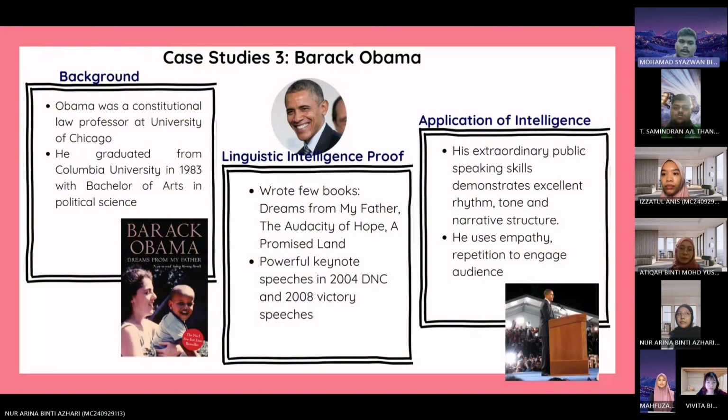And finally, Barack Obama, known for his powerful speeches and books. He uses language with rhythm, empathy, and clarity to inspire and unite people.